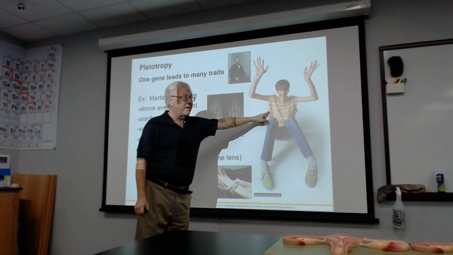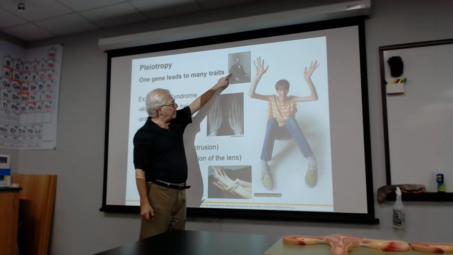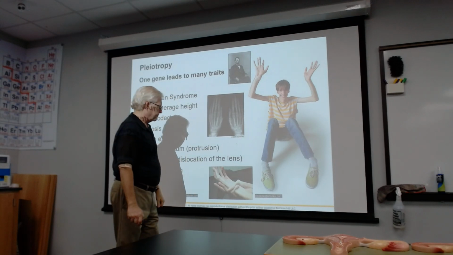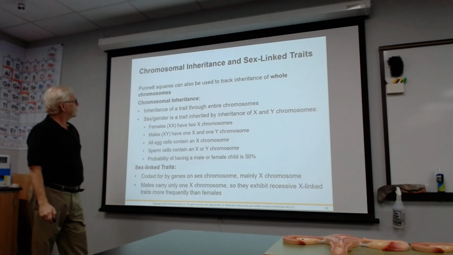In fact, he looked just like this guy. It's amazing. They think that Abraham Lincoln had that because he was extra tall with extra long fingers also. Okay? All right, but that's pleiotropy.